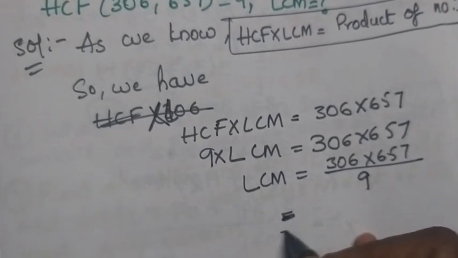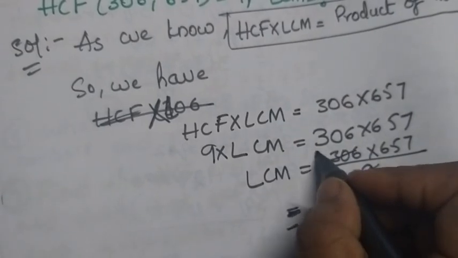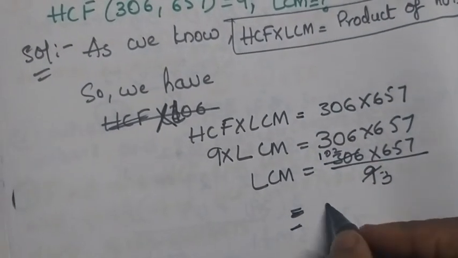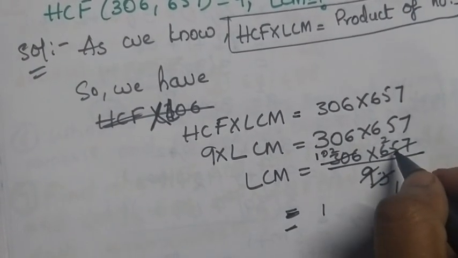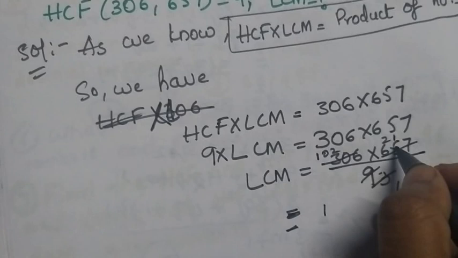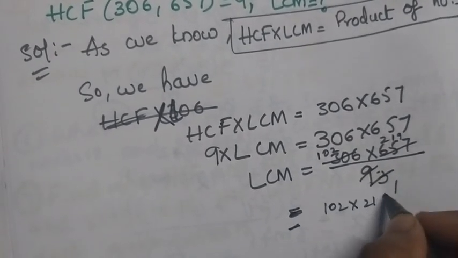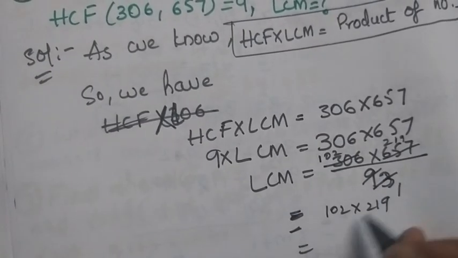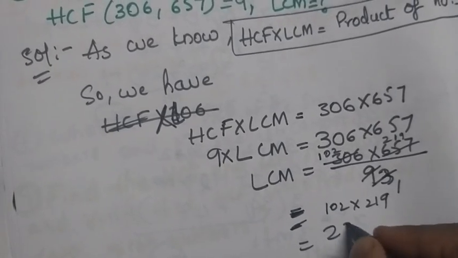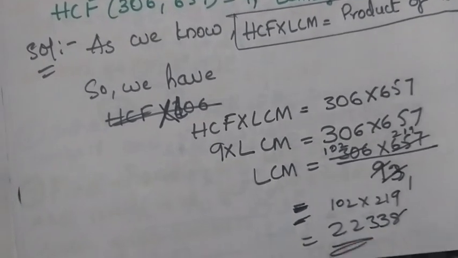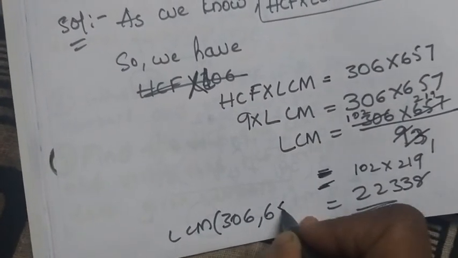What will we get here? 3 3s are 9, 3 1s are 3, 0, 3 2s are 6. How much remaining? 3 1s are 3 and 2 is remaining, 27. 3 9s are 27. 102 into 219 is coming here after dividing, cancellation. So the product of 102 and 219 is 22338, which is the LCM of the given numbers, that is 306 comma 657.